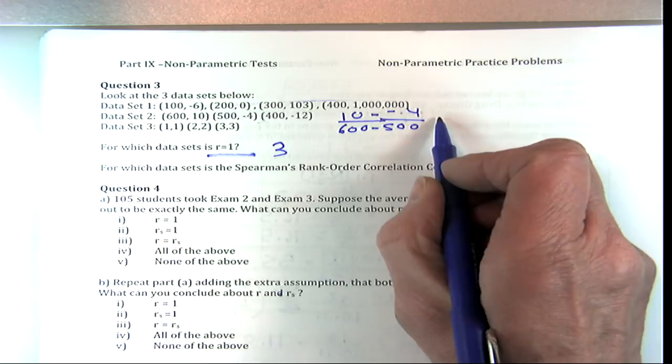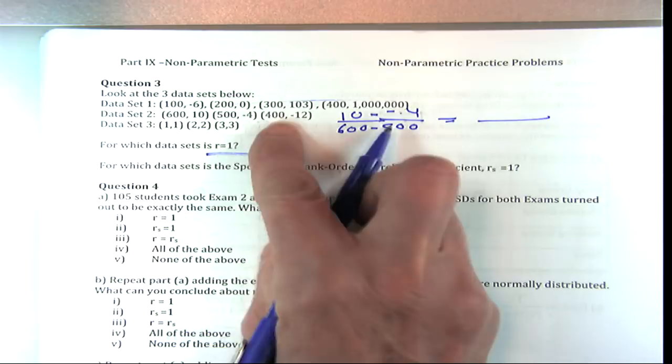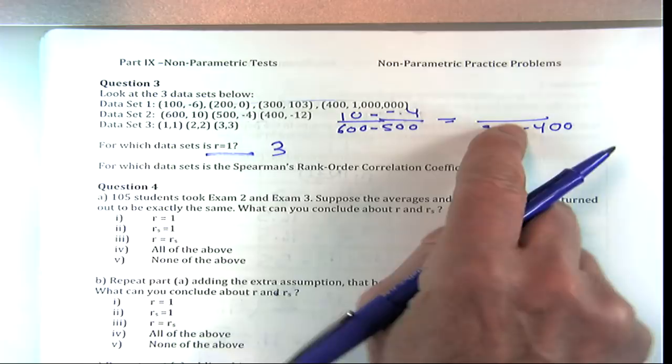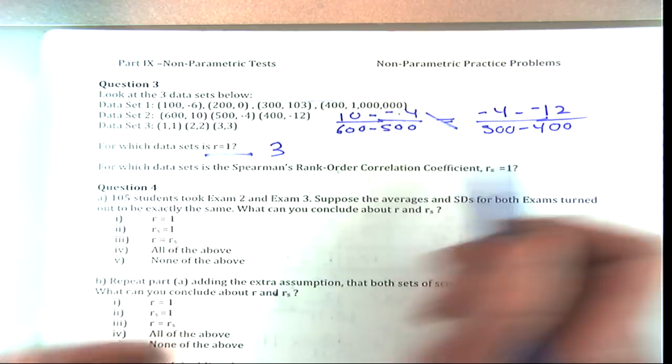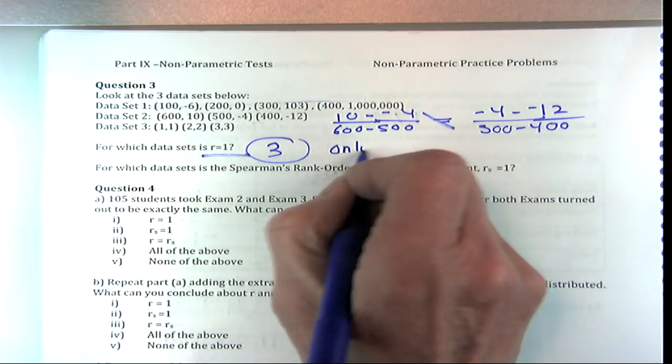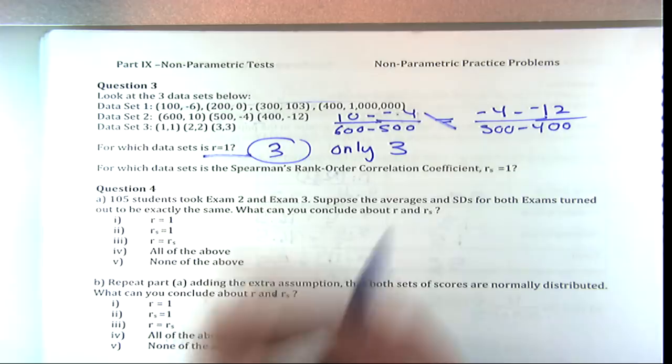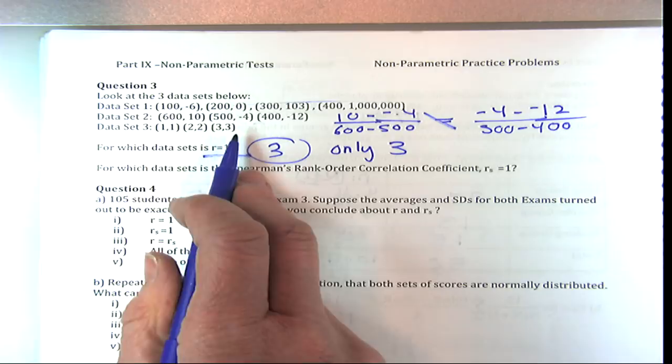So we could just do any other 2 points. Here, as we go from 500 to 400, 500 minus 400, there's 100 in the denominator. Do we also get 14? Is negative 4 minus negative 12? No. There we get 8. So it's not equal. So it's only these 3. Those points do not form a line because they don't have the same slope, same change in X for change in Y.